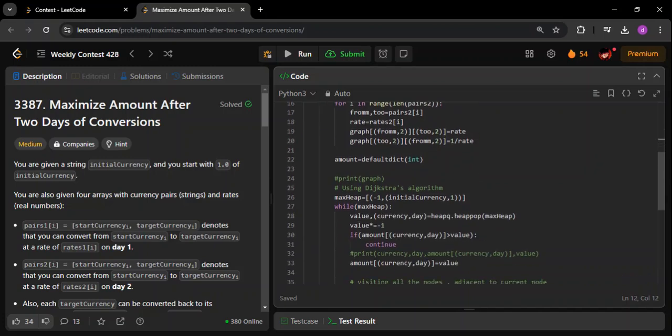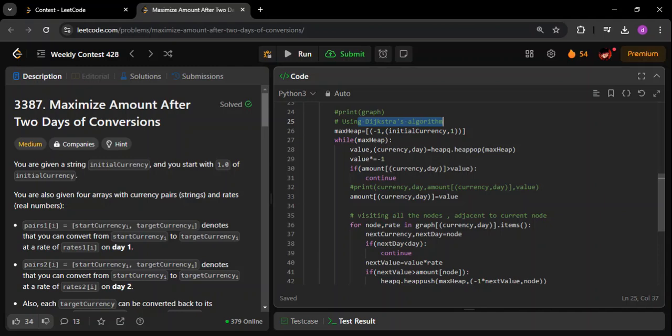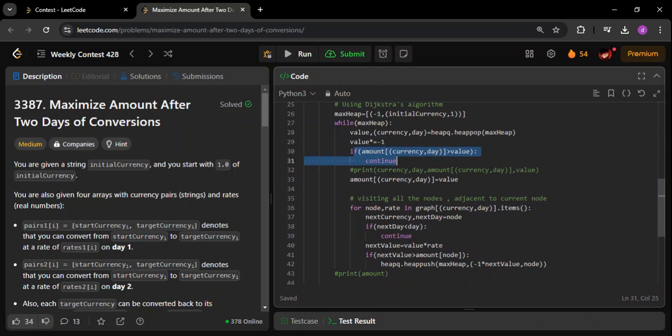And other than that, I'm starting Dijkstra's algorithm. So this is exactly the same as what I've done. Okay, I'm using a min heap. That is, I'm using a max heap, but using a min heap. That's the reason I'm including minus values. And yeah, we have to pop out, make it positive, and then check whether this node is already visited, and if you already have the maximum value in that case, I should not continue further. If that is not the case, update the value in the amount dictionary.